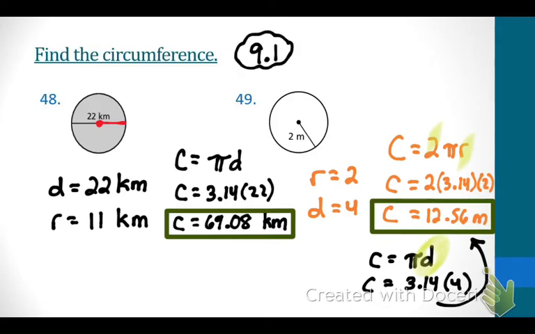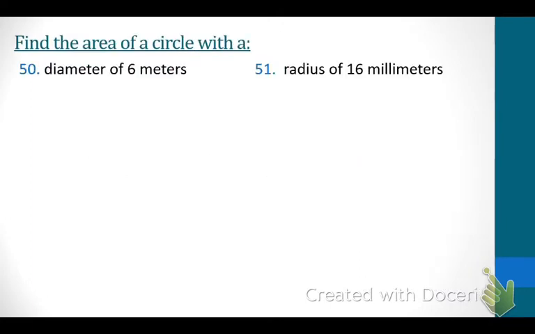You can find this if you're struggling with that in section 9.1. Remember, once again, you can go back to your notes for chapter 9, or you can go into IXL and review sections in 9.1 to help you with circumference. All right, let's move on.